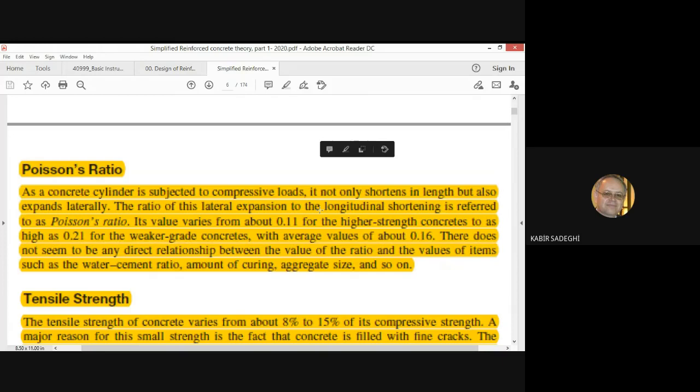And as a default, if you don't know the condition of your concrete, you can apply 0.16 for Poisson's ratio. I think you have experience with this when you apply it in software like SAP, ETABS, etc. You see that it asks you what the Poisson ratio is and proposes some default value that you can apply.